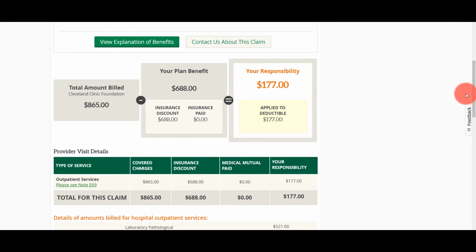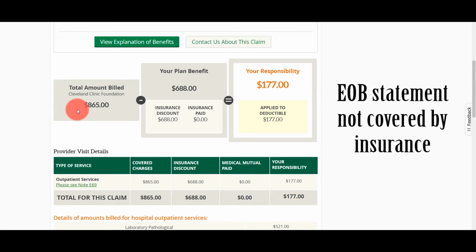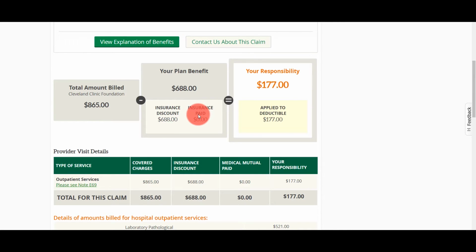Now in this example, similar to what we saw before, the total amount billed is $865 minus whatever the discount is and whatever the insurance paid. The insurance discount was $688. $865 minus $688 left a balance of $177. This procedure wasn't covered yet by insurance, so they didn't pay anything. So in the end, I owe $177, and that $177 was also applied to my deductible. So when I get a bill from the hospital, it should be $177.